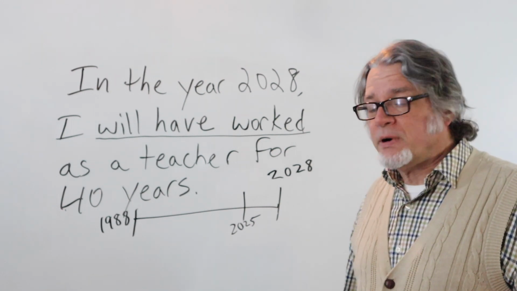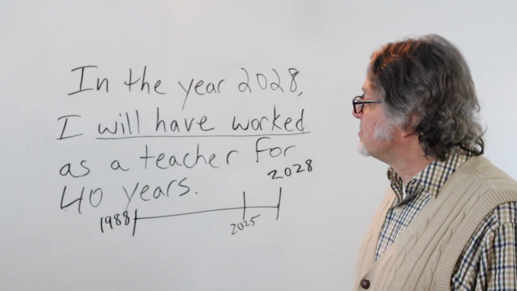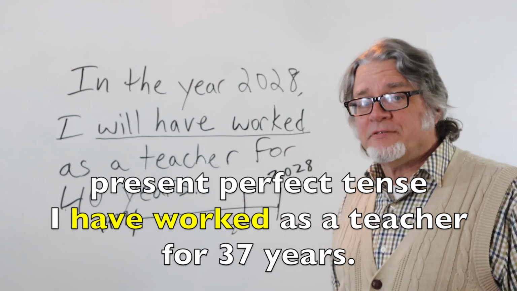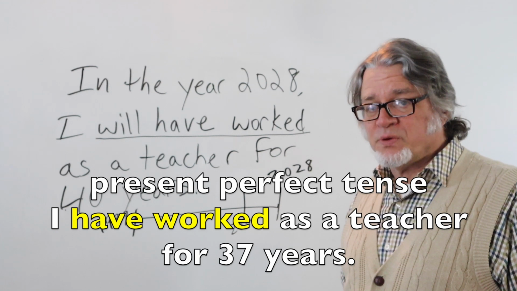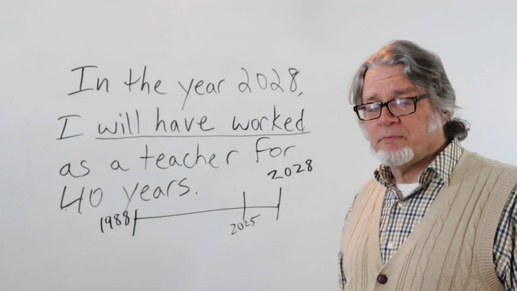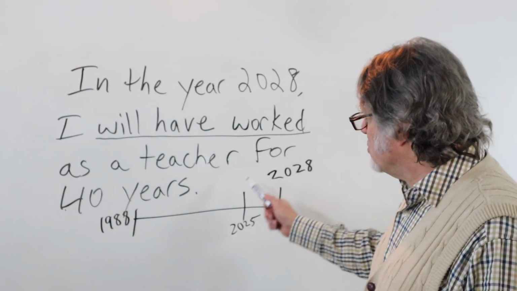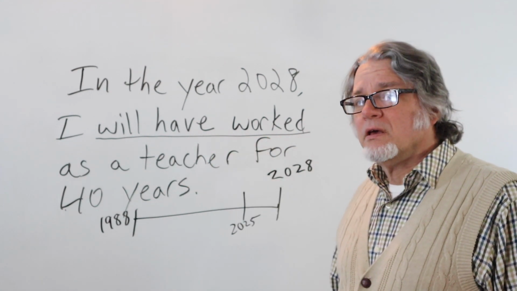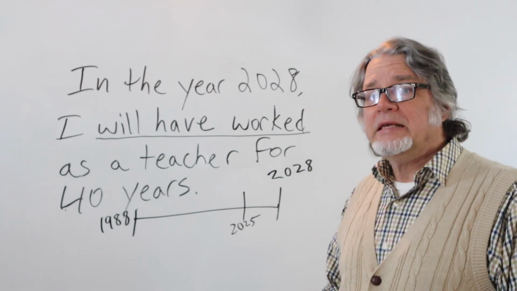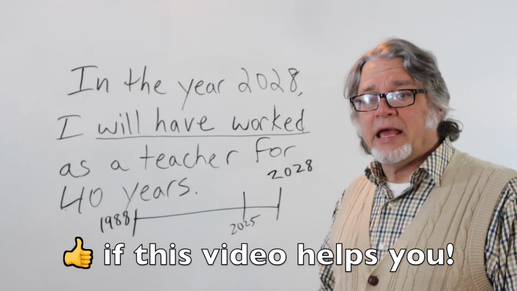If I want to talk about 2025, I can use the present perfect tense and say that I have worked as a teacher for 37 years. That's the present perfect tense. If I want to project the completion of a period of time, then I can use this. I will have worked as a teacher for 40 years in the year 2028. But it's not 2028 yet.